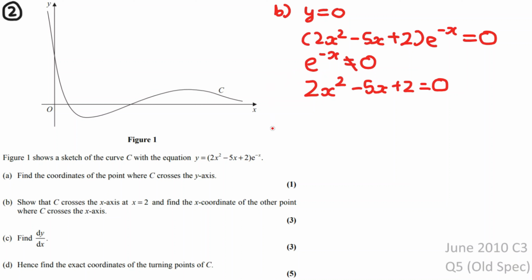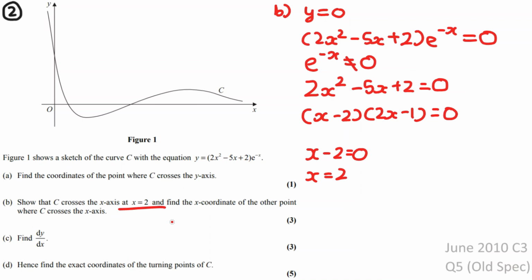You can just factorize it here, which becomes x minus 2 and 2x minus 1 is equal to 0. So x minus 2 is equal to 0, therefore x is equal to 2, which is the one that they give us that we need to show. And the other one is going to be when 2x minus 1 is equal to 0. So 2x is equal to 1, so x is equal to a half. So the other x coordinate is x is equal to a half.